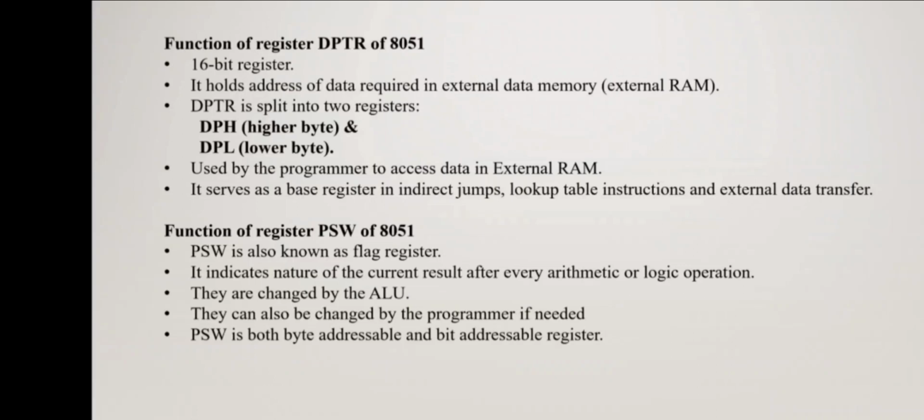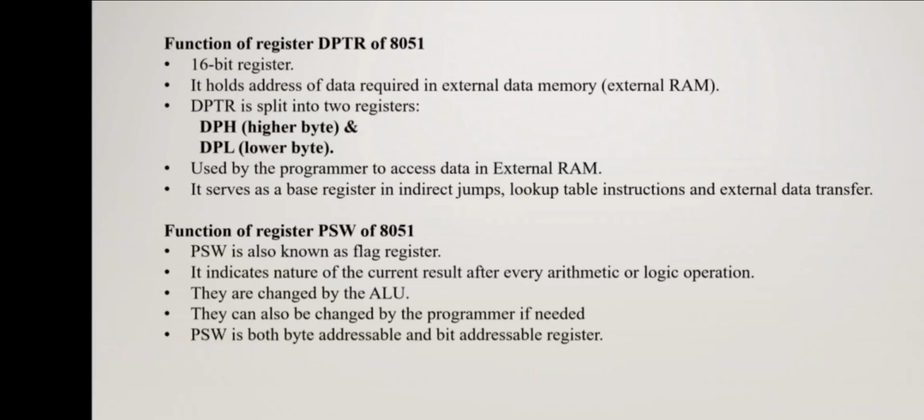So DPTR can be divided into two sections, that is the higher byte and the lower byte. The higher byte is called DPH and the lower byte is called DPL: data pointer higher byte and data pointer lower byte. It is used by the programmer to access data in external RAM. It serves as a base register in indirect jumps, lookup table instructions and external data transfer. These are the special functions of the DPTR register.